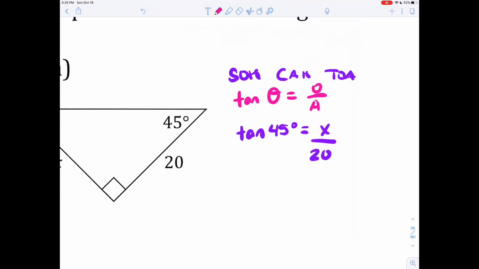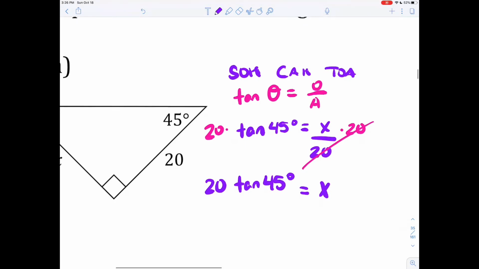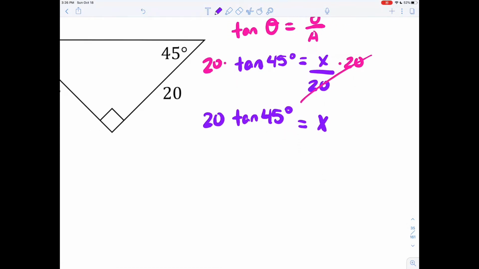Well, how do I get x alone? Right now, x is being divided by 20. To undo division, I use multiplication. If I do that to one side, I have to do it to the other. This leaves me with x on my right-hand side, and on my left-hand side, this leaves me with 20 tan of 45 degrees. And I'm going to plug that into my calculator. And when I do so, I end up with x is equal to 20.